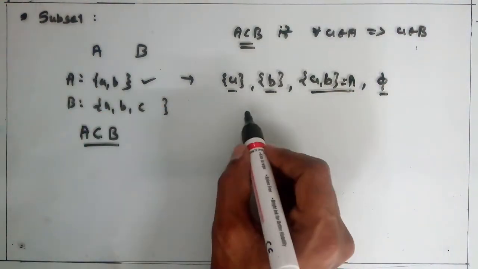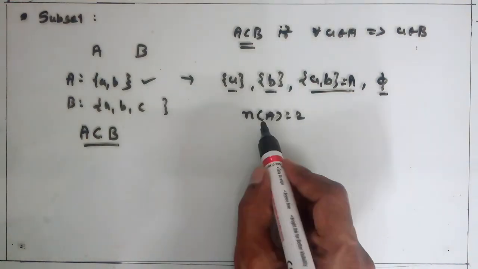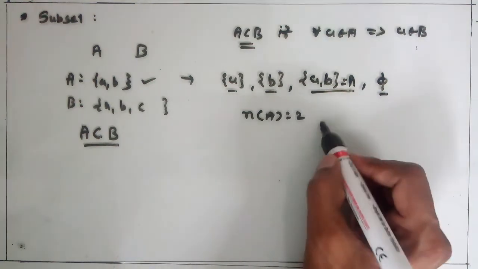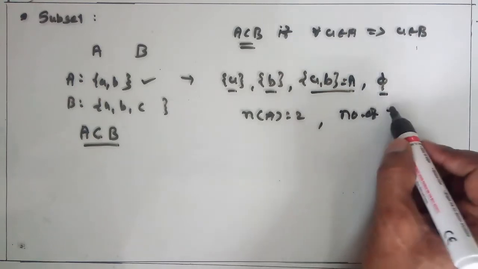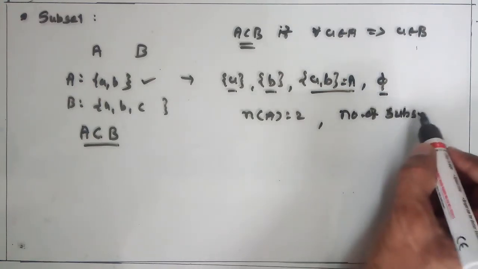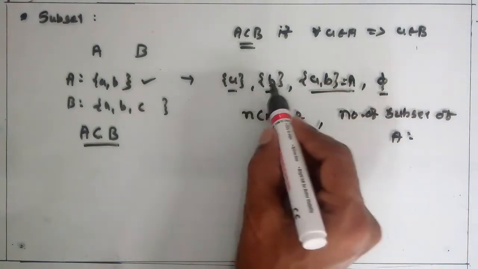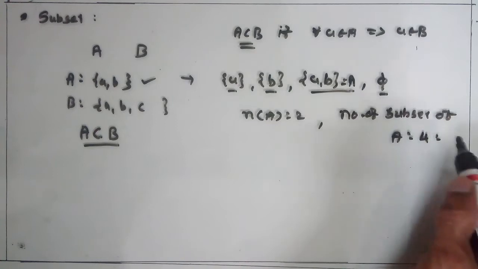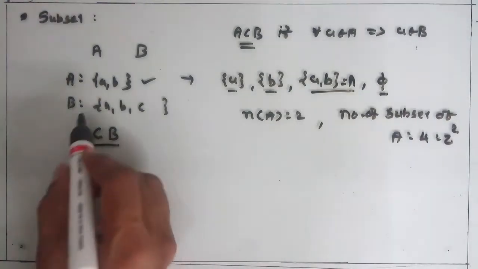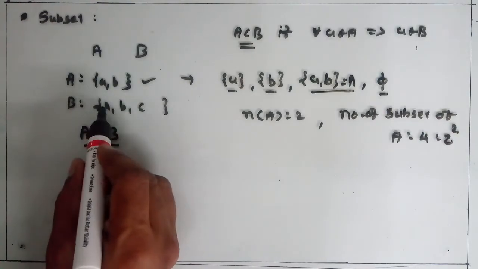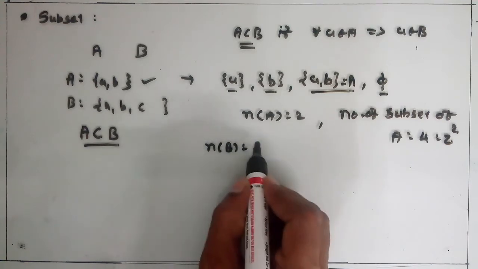Elements of A are 2. So the number of elements of A is equal to 2. The number of subsets of A is equal to 4. Change into base 2: 2 raised to 2. Clear? Here B contains 3 elements, that is, the number of elements of B is equal to 3.